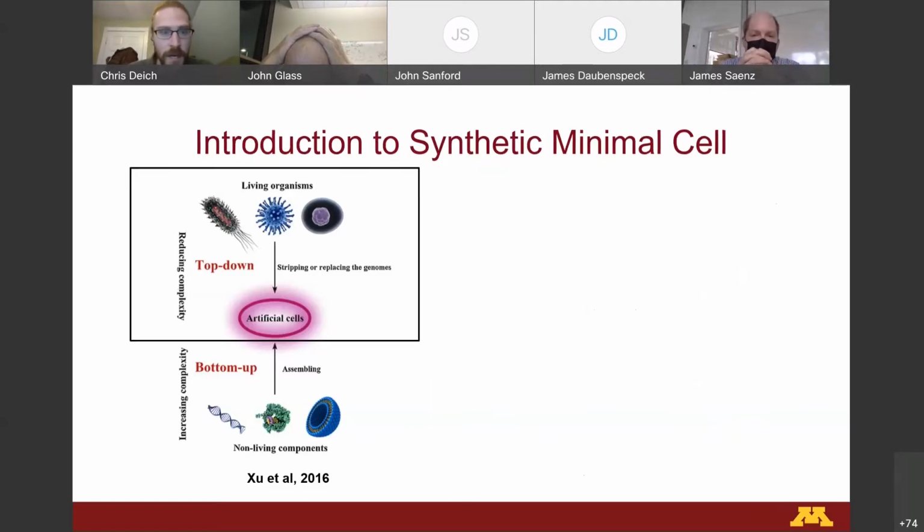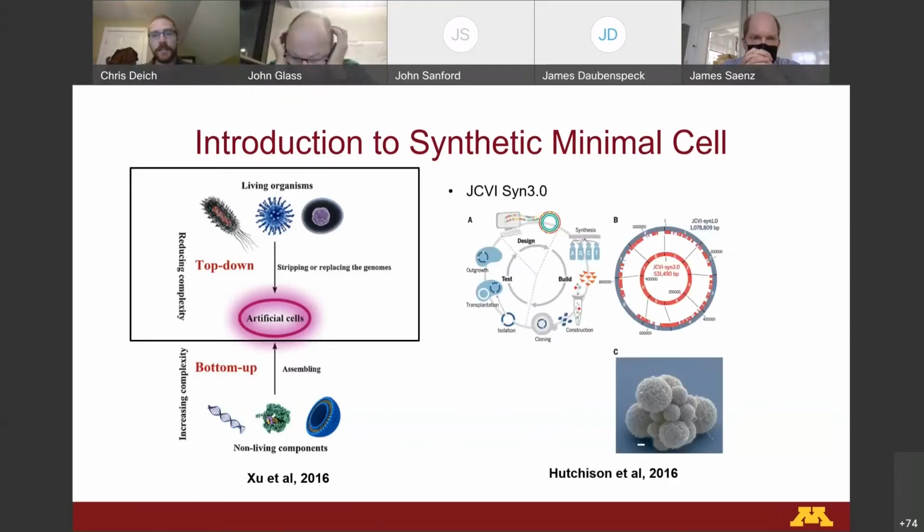But looking at the top-down method, it seeks to reduce the complexity of a living organism down to only the minimal set of genes required for life. And the top-down approach has the advantage of starting from the genomic template of an already living organism, so you already have a little bit of a roadmap. An example of this would be the development of the JCVI Syn 3.0 genome from Mycoplasma mycoides. It's already one of the smallest bacterial genomes, as we've been talking about.